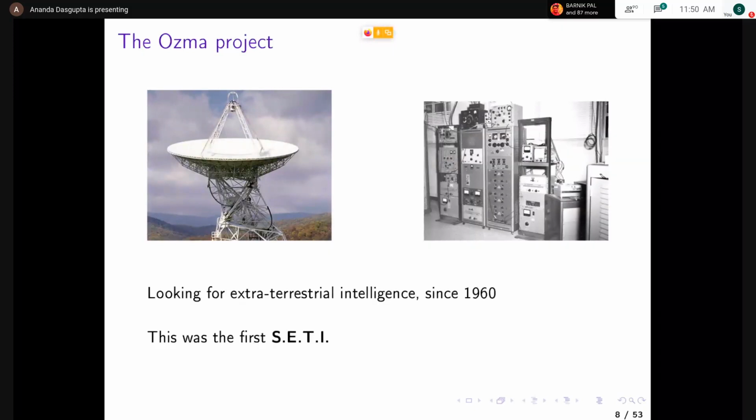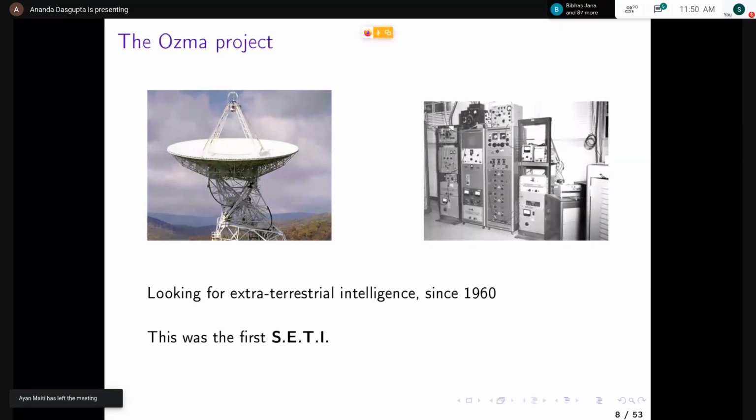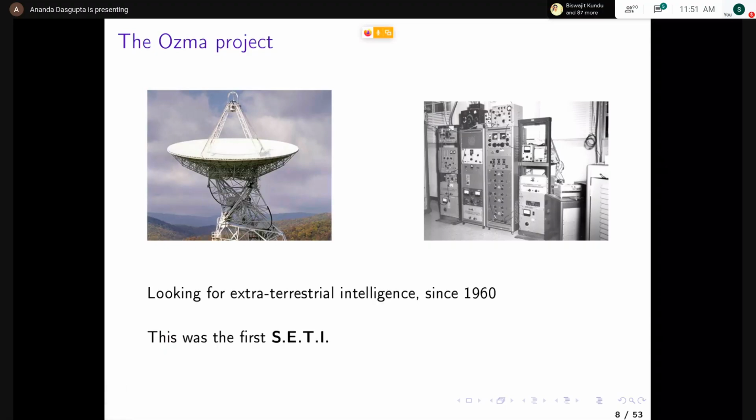It was repeated around 10 to 15 years later, in a second, more powerful version in the same facility, but using a bigger telescope. But that also, the Ozma 2 also failed.